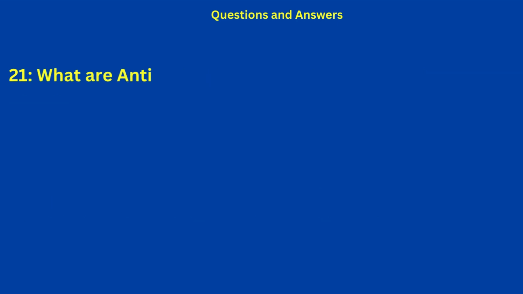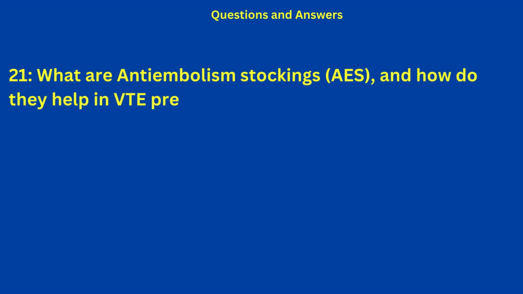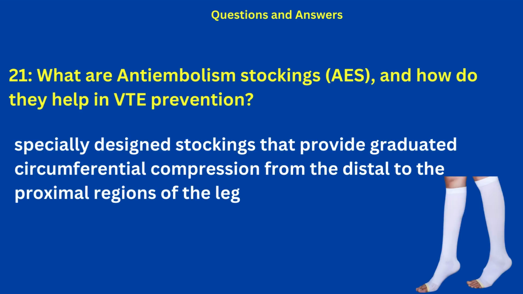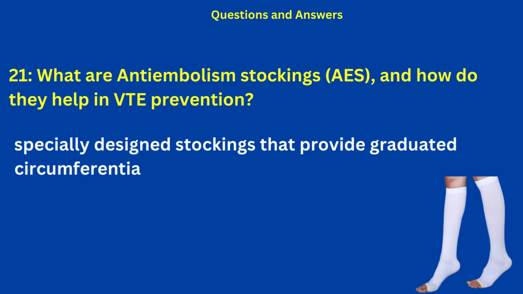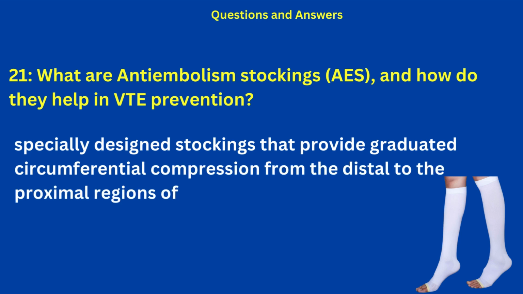Question 21. What are anti-embolism stockings and how do they help in VTE prevention? Anti-embolism stockings are specially designed stockings that provide graduated circumferential compression from the distal to the proximal regions of the leg. They are used to reduce the risk of developing deep venous thrombosis by enhancing blood flow and preventing blood clot formation in the lower limbs.